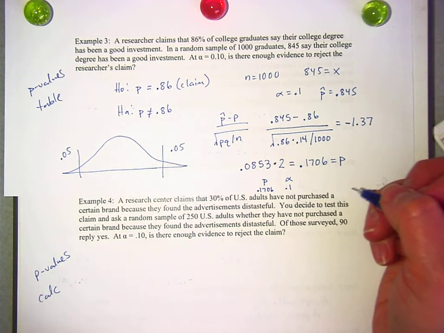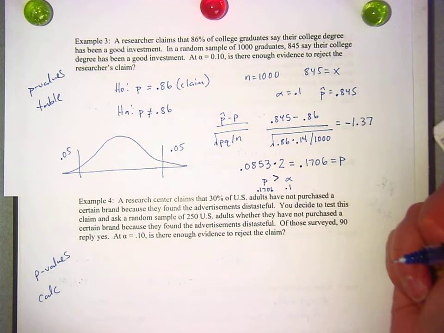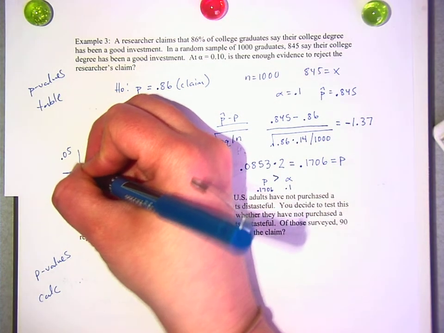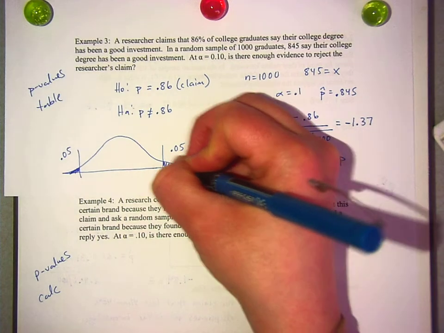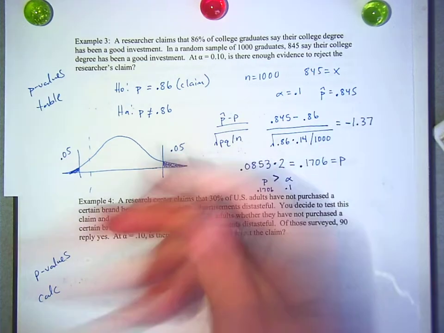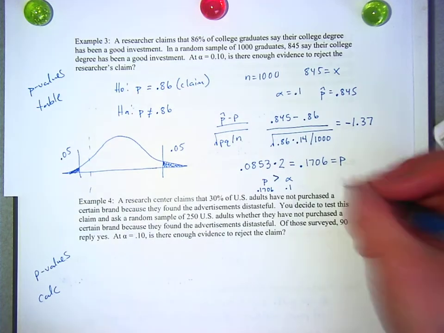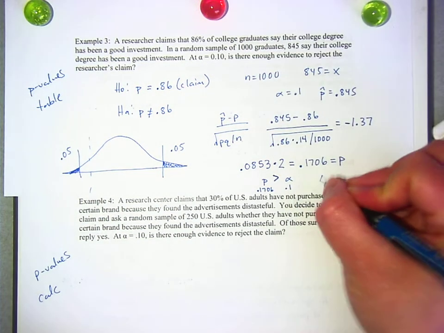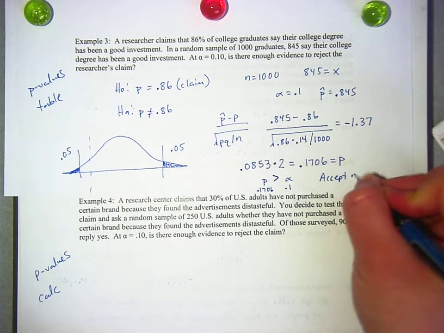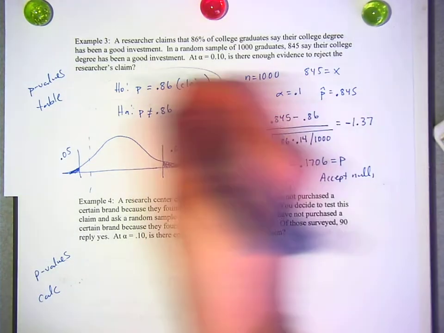Which one's bigger? 0.1706. Right, and if p is bigger, do you remember if we accept or reject? No, I don't. You can think about it this way. Look up, there's 10% in here, right? So it didn't fall within those shaded zones. It fell in here, which was bigger than 10%. So if p is bigger than alpha, then we accept the null. Well, in this case, we accept the claim because the null is the claim.